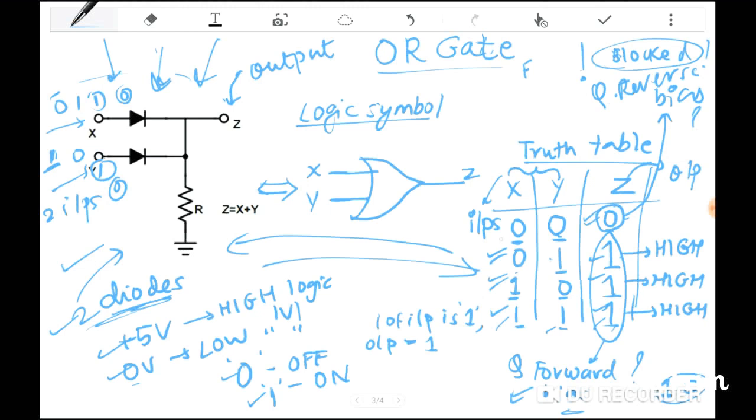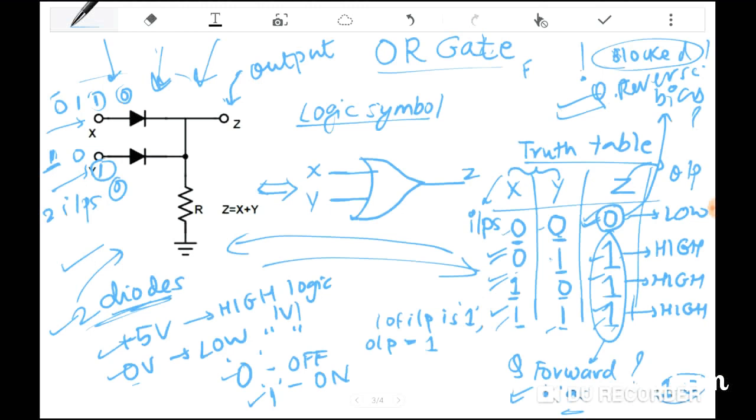So when both inputs are 0, 0, we get an output of 0. And why is that so? It is called low, obviously. Why is it low? You're correct. It is low because of the reverse bias condition.